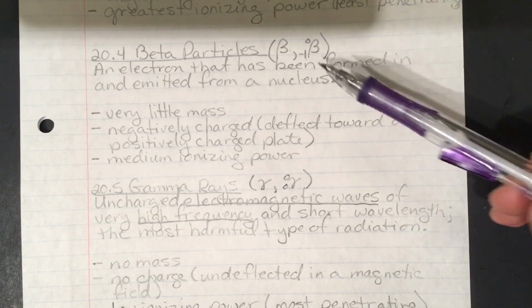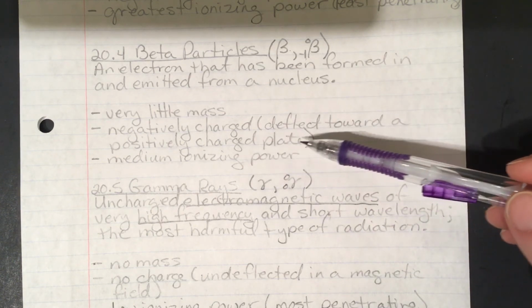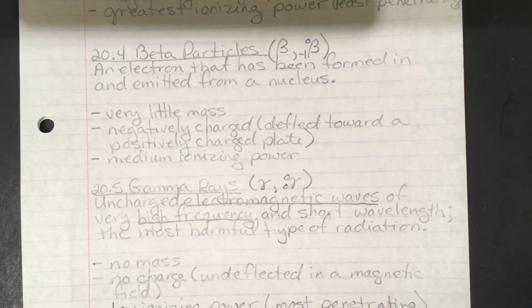And they deflect much more quickly than the alpha particles because they have very little mass, so they have very little inertia. They have medium ionizing power, so they are more penetrating and they will actually cause more damage to an individual because they will go into your skin. Alpha particles would be absorbed more by your skin. These will penetrate further, and so they will cause more damage.